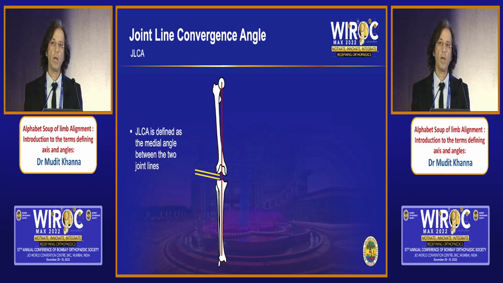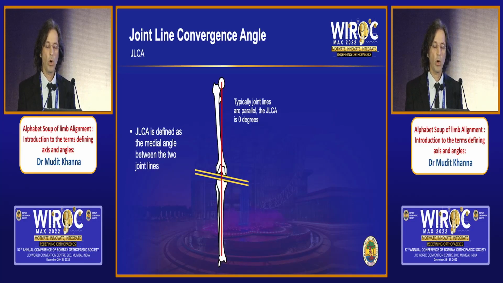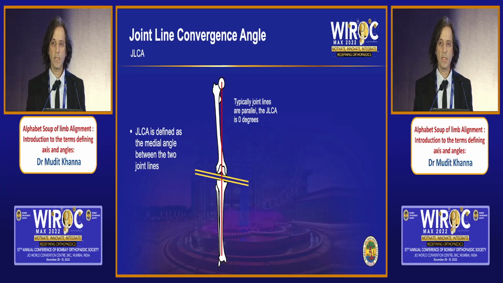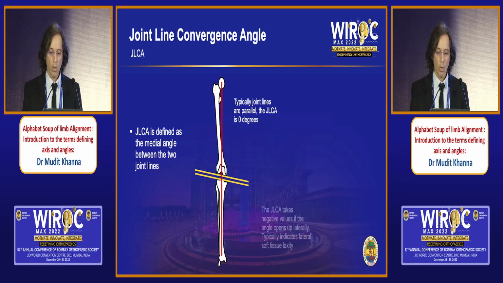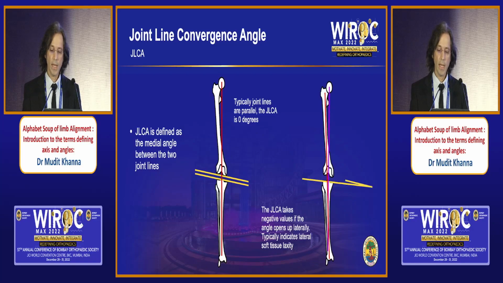The third important thing when we talk about alignment is the joint line convergence angle, which is essentially the angle formed between the distal joint line of the femur and the proximal joint line of the tibia. Normally, these lines are parallel to each other and slope 3 degrees with the apex down. However, if the joint opens up laterally, there will be an angle created between these two joint lines, which is known as the joint line convergence angle.